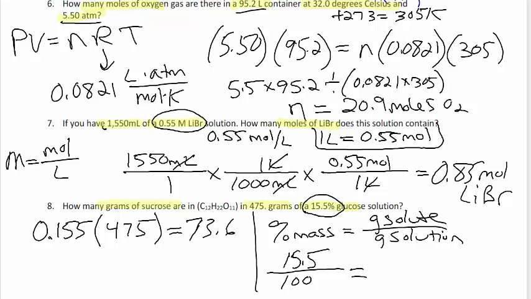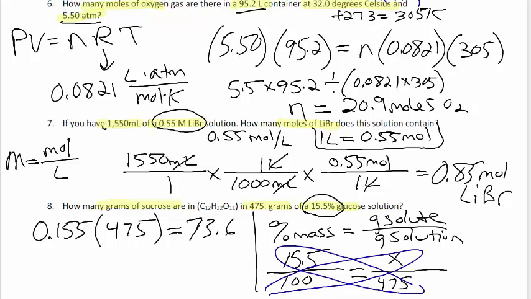And then you can set up like a proportion. We don't know the grams of sucrose, that's our unknown, but the total solution weighs 475 grams. So this will give you the same answer and you're just cross multiplying. So mathematically you're doing 475 times 15.5 and then dividing by 100 to figure out what the solute is. And that's going to also work out to be 73.6 grams.